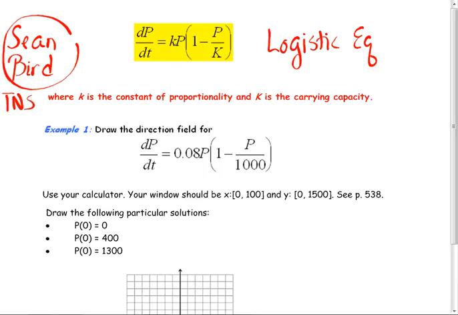Okay, so here's a little problem for us to try. Draw the direction field for this. Say, Corey, have you do that. That's a slope field.